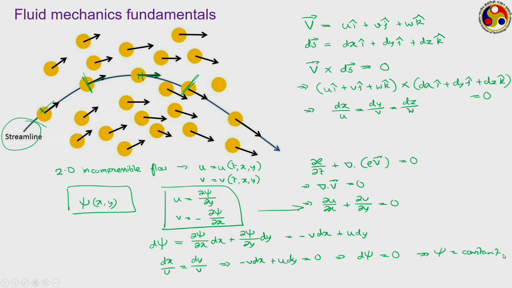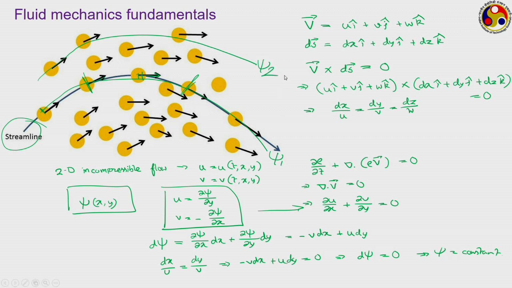That means the stream function psi remains constant along a streamline. The value of the stream function itself may keep on varying across different streamlines, but it will remain constant along a particular line. That means the line shown here will have a particular value of stream function. Similarly, if we draw another streamline like this, it will have a different value of psi. If say this one is psi 1, this may be equal to psi 2.